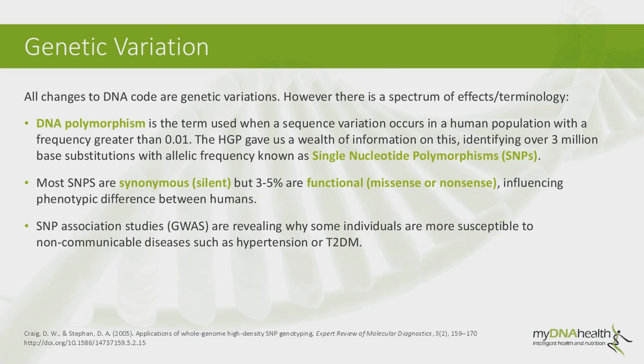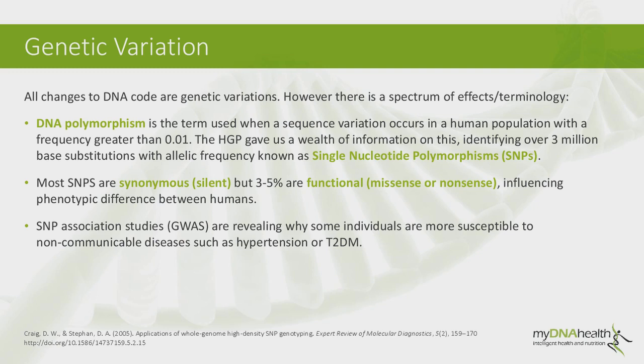So genetic variation again, we know that the DNA code has genetic variants, but there's this spectrum of effects on terminology we spoke about. So when we talk about DNA polymorphism, that's the term used when a sequence variation occurs in a human population with a frequency greater than 0.01. So there's a cutoff level where we think of something as very rare or something that's relevant to populations, and that's where we're looking at population level.